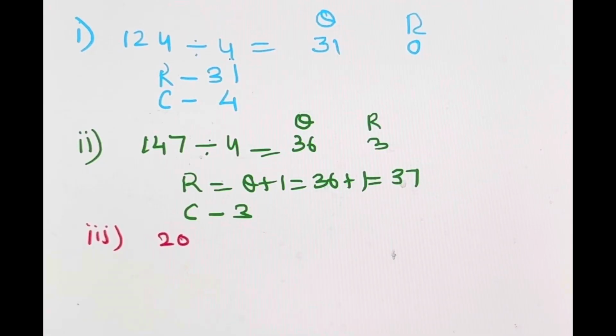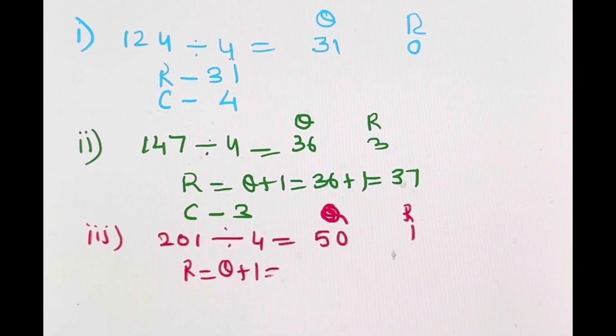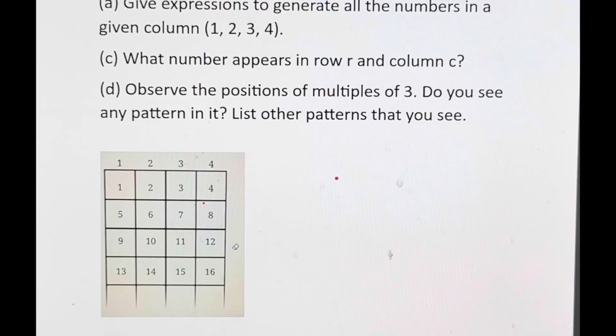Now the third number we see is 201. So 201 divided by 4. When you divide, the quotient will be 50. The remainder is 1. So the row will be q plus 1. So 50 plus 1 is 51. And the column will be the same as the remainder, so the column will be 1. I hope you have understood this. It is a little lengthy, but with simple examples and forming such rules, it will be easier for you to answer the questions.